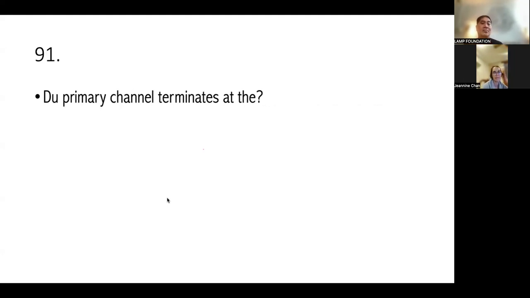The Du primary channel terminates at what area? Terminates at the junction of the upper lip and the gums. Okay. Where does the Du meridian branch originate?